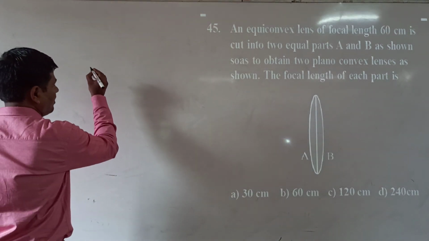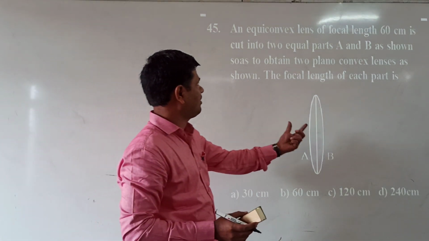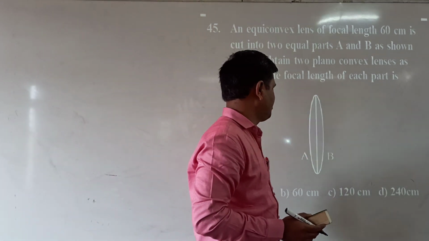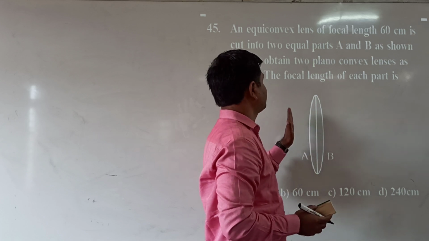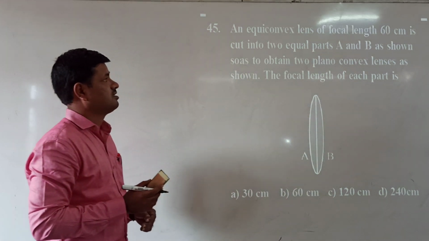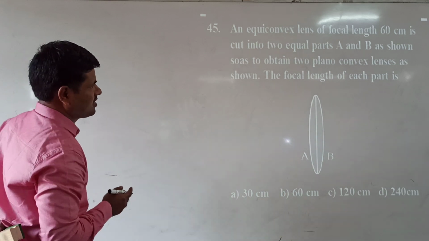This is already given here. This is a convex lens. This is cut into two parts. This one is a plano convex lens. This is also another plano convex lens. We are getting two plano convex lenses.